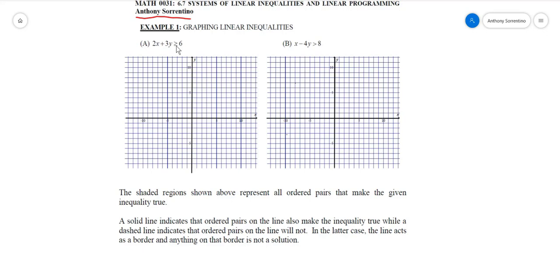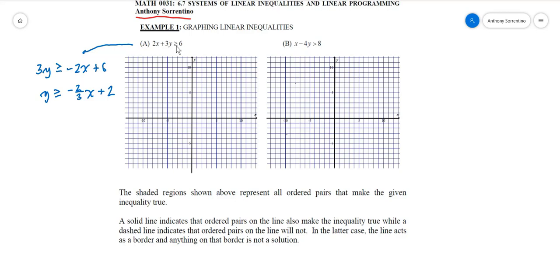Let's first put this into slope-intercept form, which means we want to solve this inequality for y. So if I wanted to go through and do that, I would subtract 2x from both sides, and then I would divide both sides by 3, making sure on that right hand side I am distributing. And so I would end up with y is greater than or equal to negative 2/3 x plus 2.